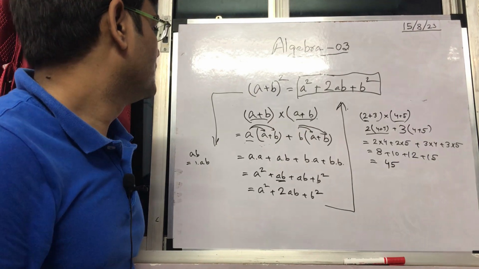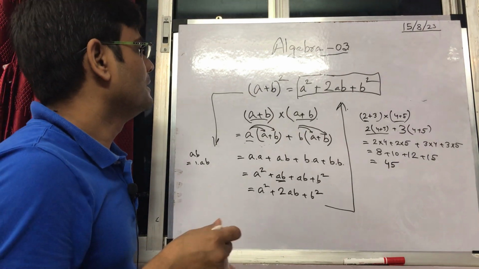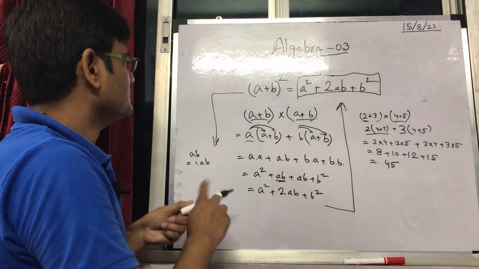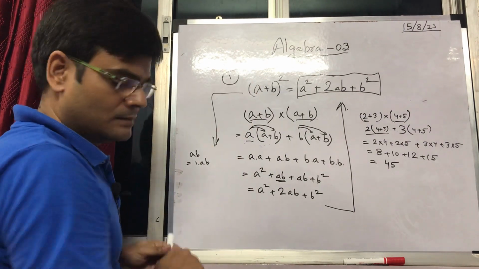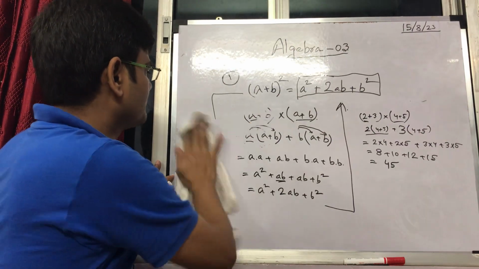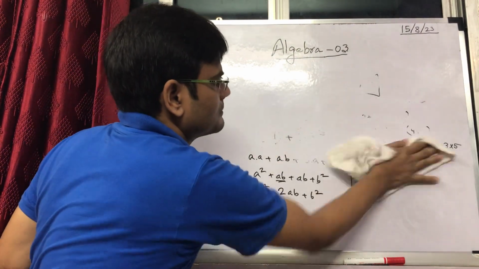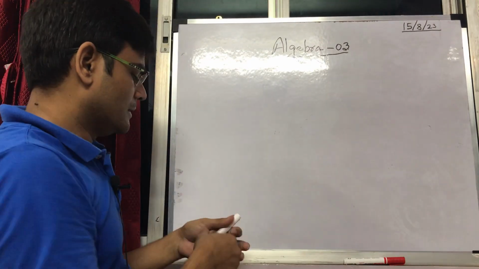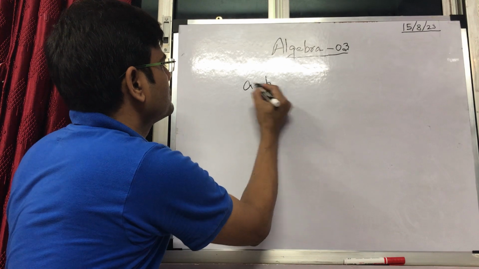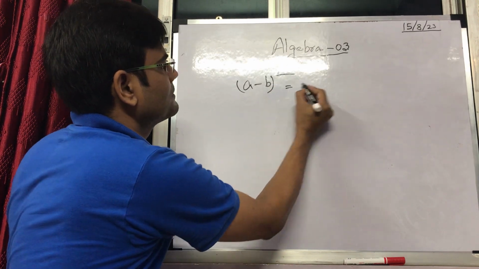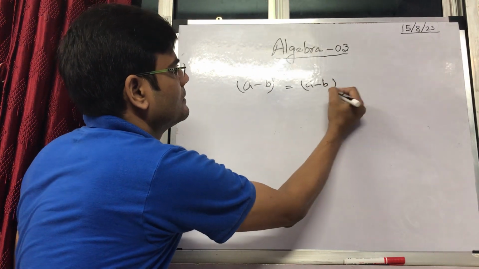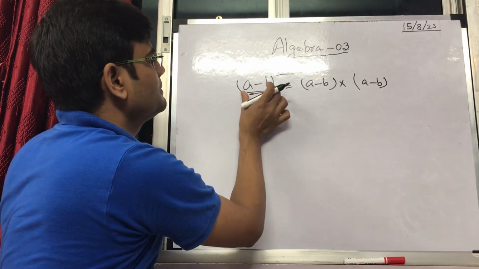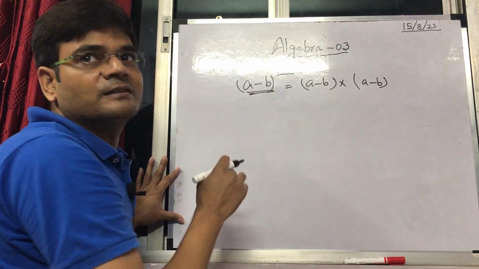So let's derive (a minus b) whole square next. This was number 1. Now we'll quickly do (a minus b) whole square. It means (a minus b) into (a minus b), right? Whole square means you have to multiply (a minus b) with again (a minus b), right? That is whole square.